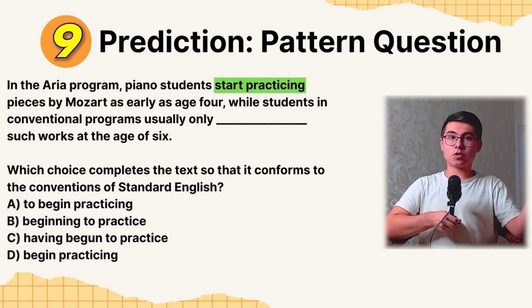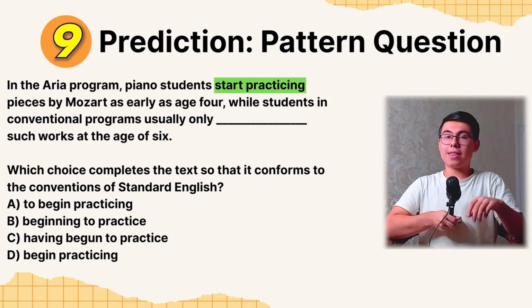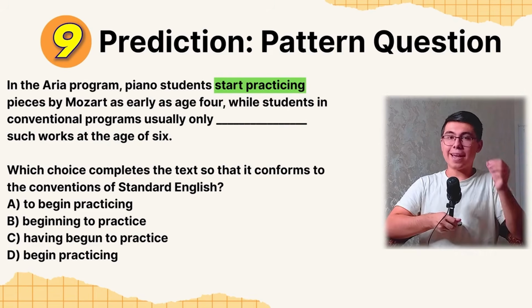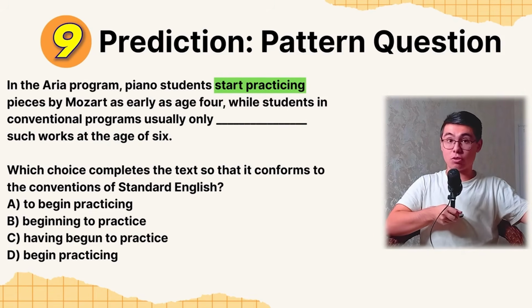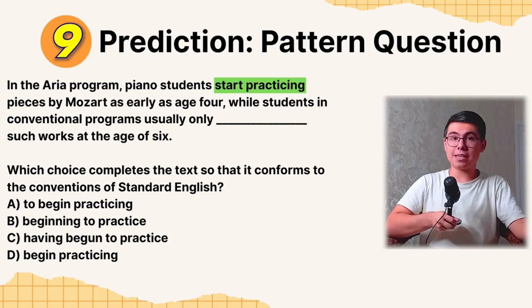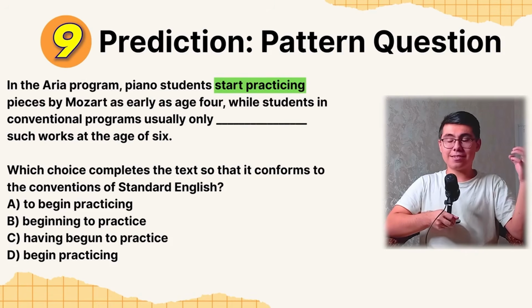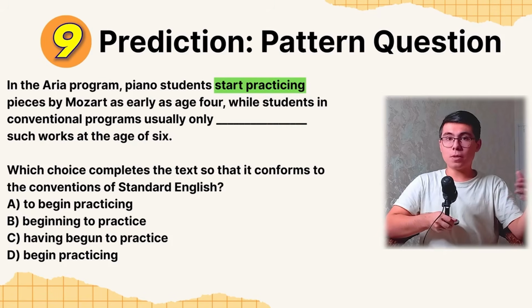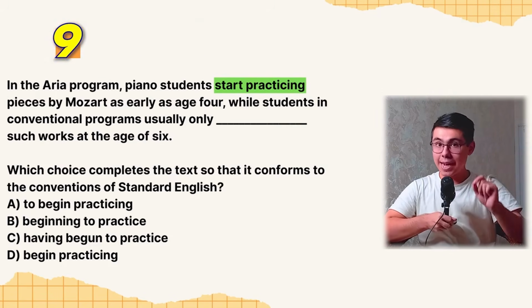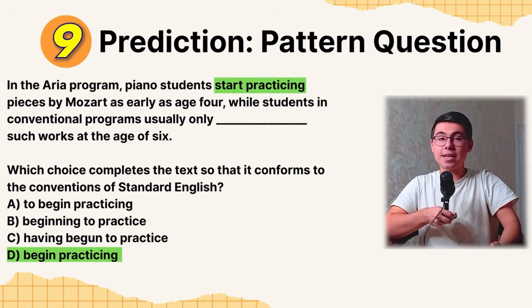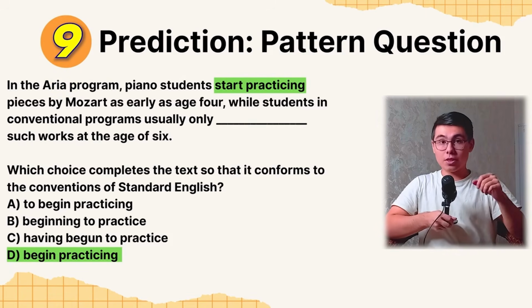The first part says students start practicing pieces by Mozart as early as age 4. So the structure is "start practicing," verb plus -ing form, and that's the pattern here. Now the second part should match that same pattern because it's the same type of idea, same tense and same kind of verb. So it should be, "while students in conventional programs usually only begin practicing such works at the age of 6." So now let's look at the answer choices.